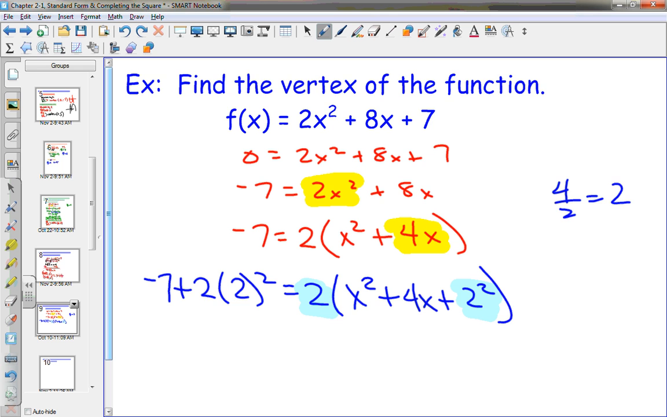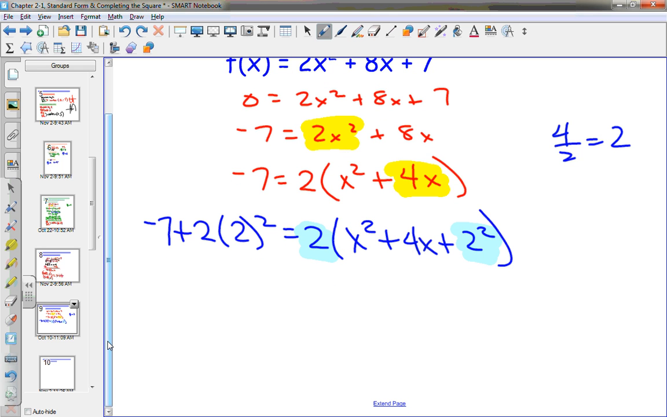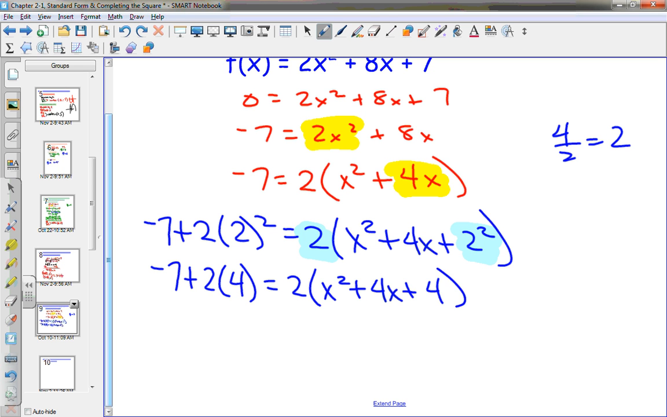Okay? So now, what is 2 squared? 4. So this is -7 plus 2 times a 4 is equal to 2 times an x squared plus a 4x plus a 4. Now you need to use your trick, because those 3 terms need to turn into what? X plus 2 squared. So on my left, I have -7 plus 8 is equal to 2 times an x plus 2 quantity squared.